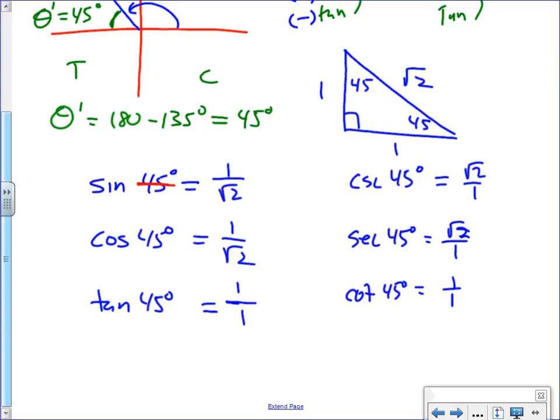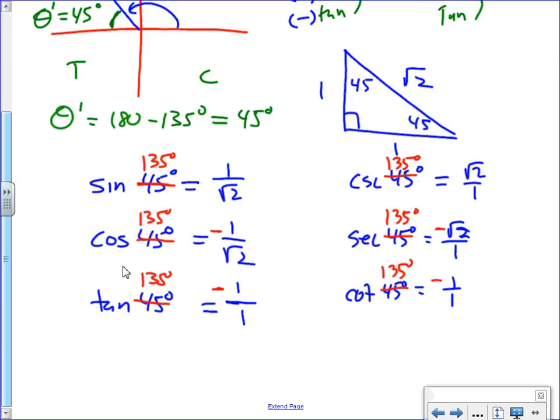So for 135, the sign in the second quadrant is positive, right? So this checks out. At 135 though, this would become negative. Tangent at 135 would become negative as well. Cosecant of 135 would be the same. This would become negative, and this would become negative as well. So you just take the 45s and you change the signs as needed.